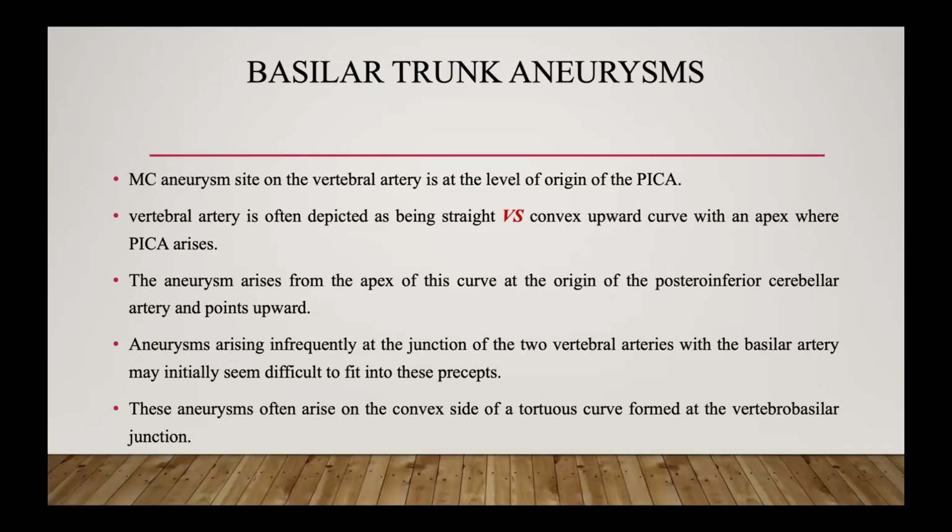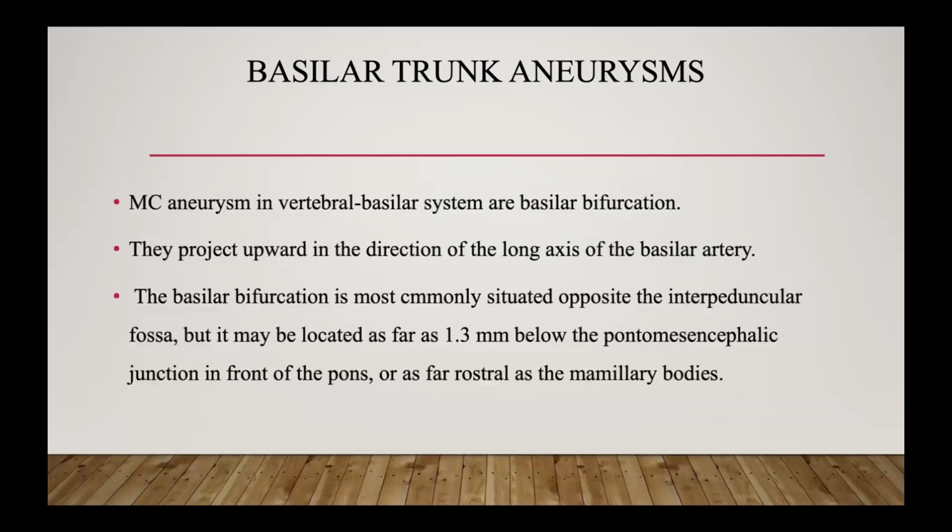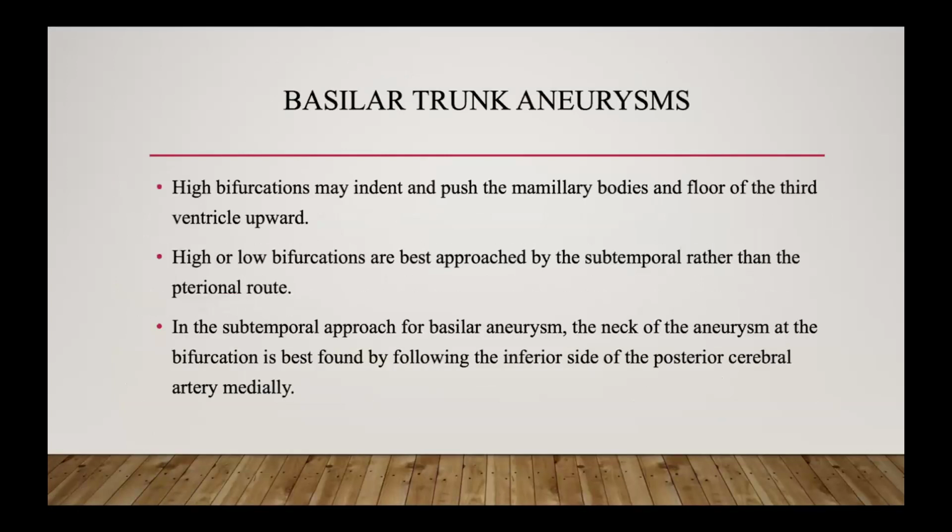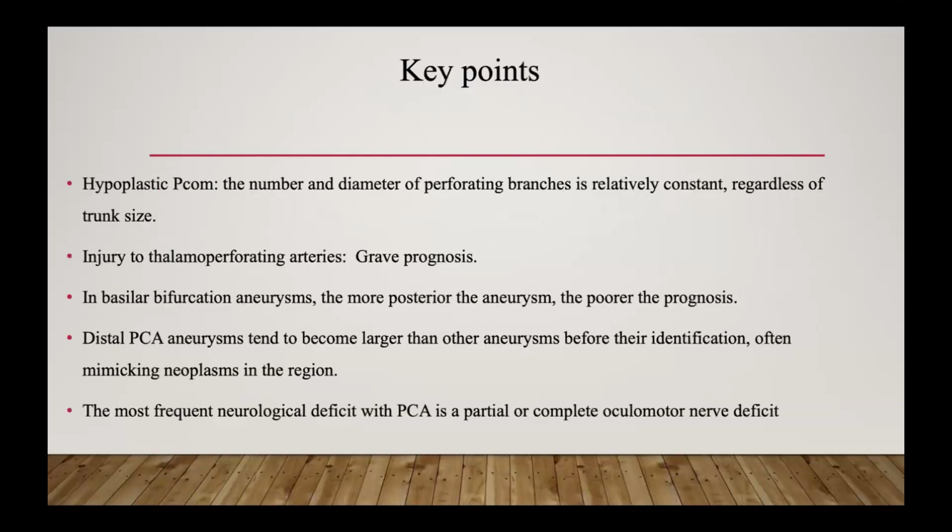Further, we should know that aneurysms arising infrequently at the junction of the two vertebral arteries with the basilar artery may initially seem difficult to fit into these precepts. These aneurysms often arise at the convex side of a tortuous curve formed by the vertebrobasilar junction. Now, as we know, the most common aneurysms in the vertebrobasilar system are the basilar bifurcation aneurysms, and they usually project upward. The surgical strategies may vary, as has already been described, depending upon whether the bifurcation is high or low.